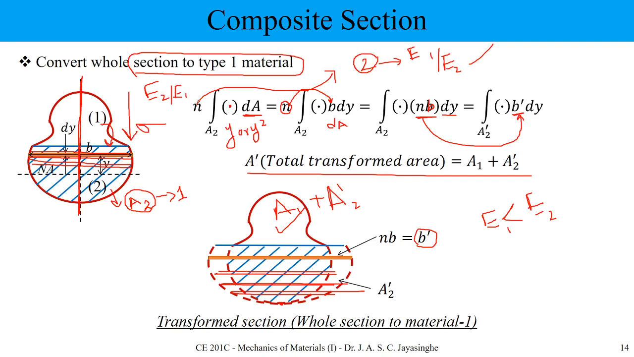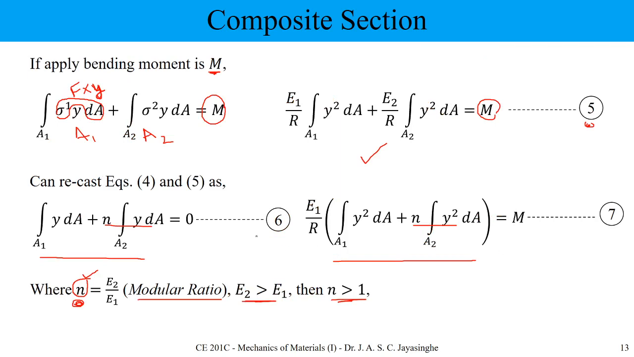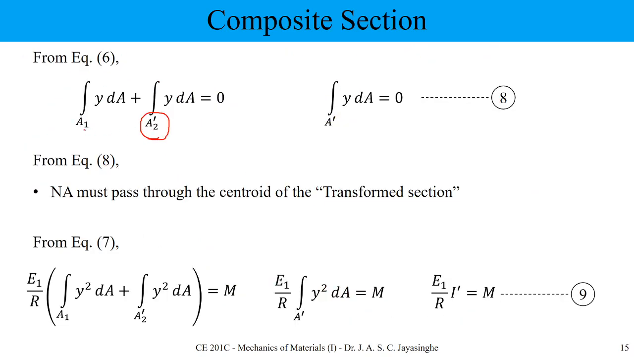Okay, and now you can transform, and this is the transformed area, and y2 equal to 0. This is from equation 6. Where's our equation 6? This one. So you can change this value to A2 dash, the transformed section, and that means we can put all together. Now we have one type of material. Okay, all are one type of material. We can put all together, and we can end up with one equation and one component, A dash into y.